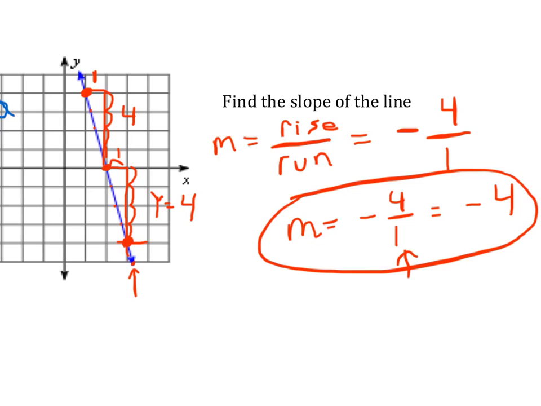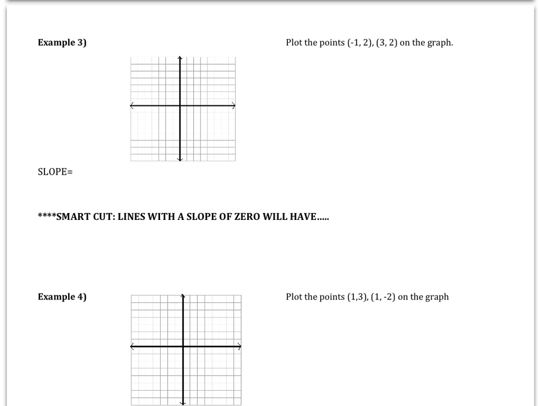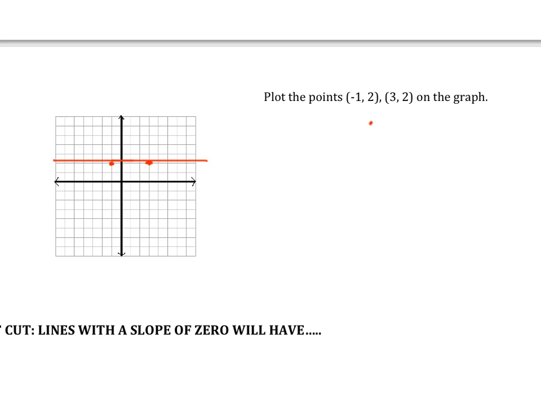Okay, let's go on to our next example. And our next example says plot the points negative 2, negative 1, 2, and 3, 2 on the graph. So go ahead and hit pause. Why don't you guys plot the points for example number 3 here, and also for example number 4. Go ahead and hit pause and do both of those, and then when you're done, connect them with the line. And when you get the line for both, go ahead and hit play again.